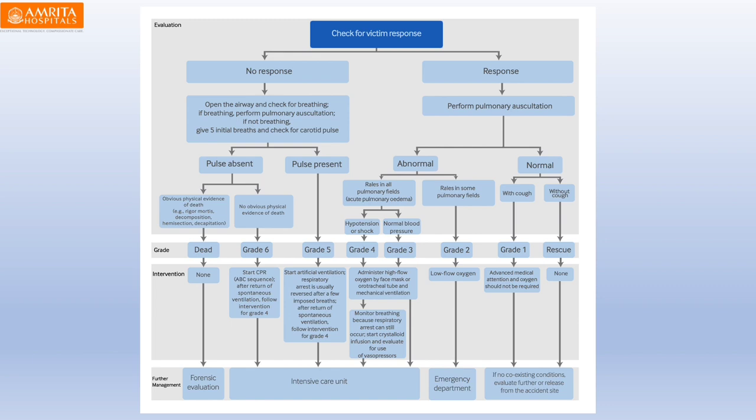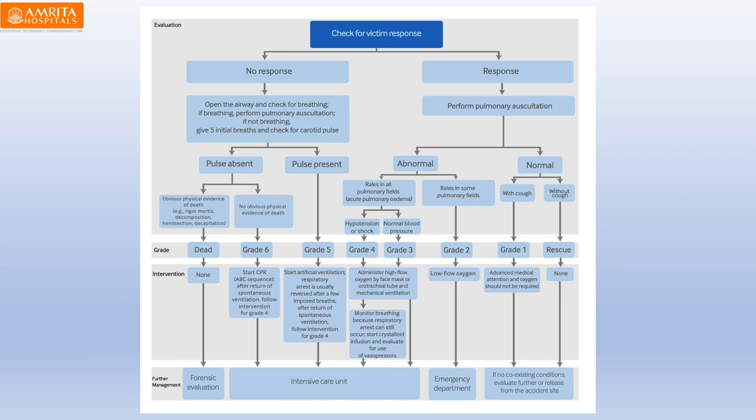And now we will come to the response. The patient has got a response. Perform pulmonary auscultation again. Again, it is divided into abnormal and normal. If it is abnormal, rales in all areas, again with hypotension and without hypotension. So with hypotension or shock, again the management is airway, breathing, circulation. You have to give adequate fluid resuscitation. Again, admission into the intensive care unit.